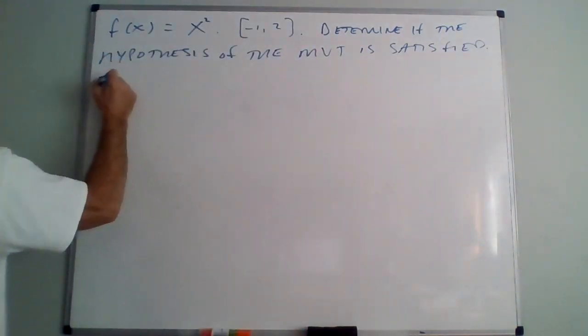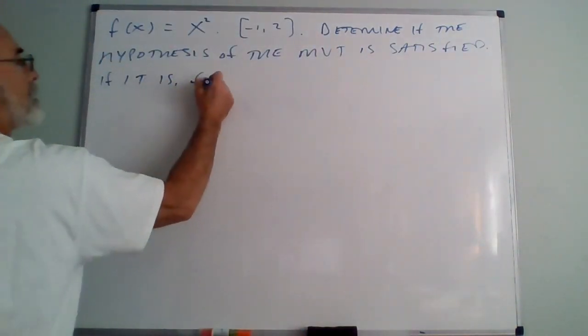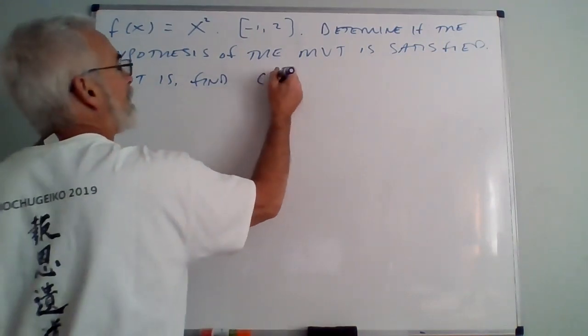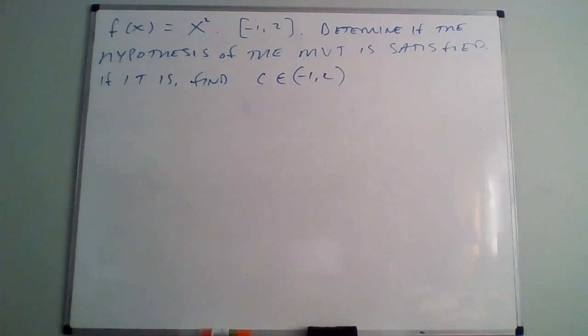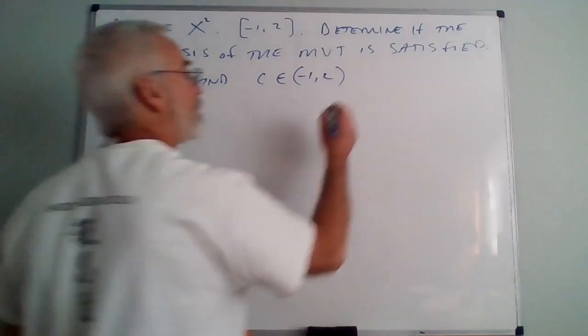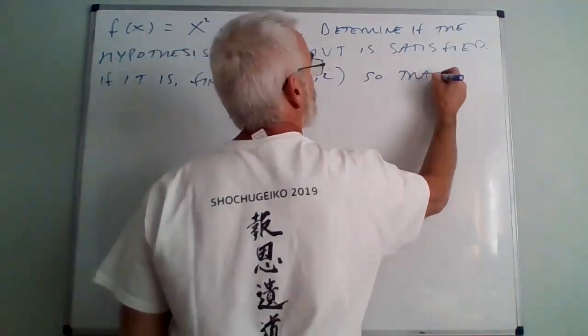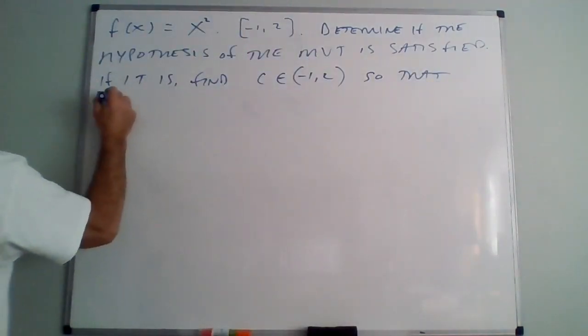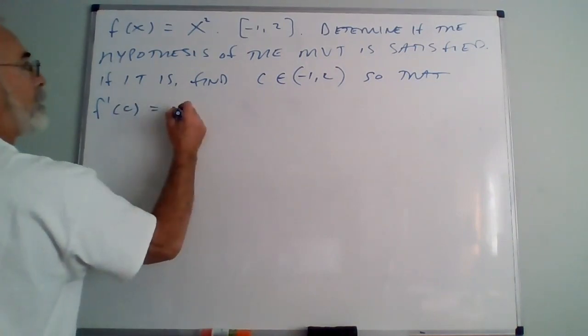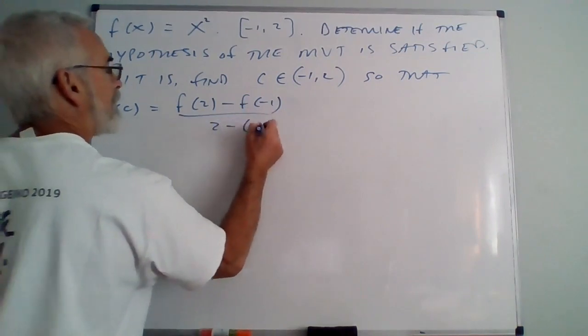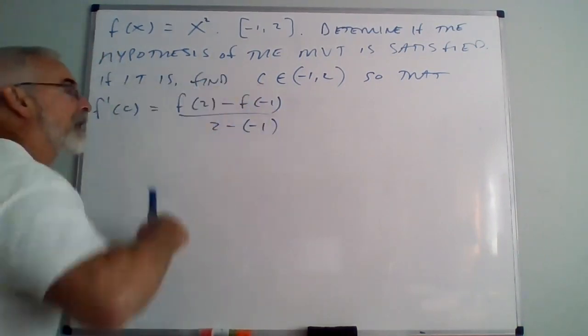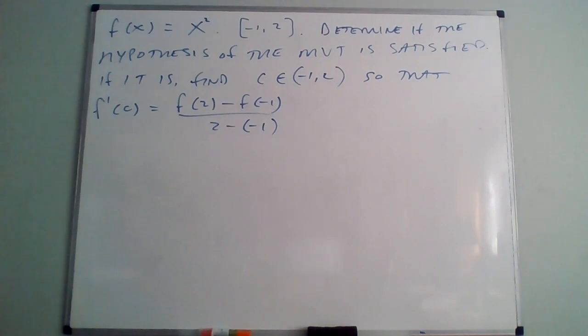Then, if it is, find c, an element of the open interval. So in other words, the c I'm finding is not the endpoint. It's not negative 1, it's not 2. It's a value between, so that f prime of c is equal to f of 2 minus f of negative 1 over 2 minus negative 1. That's the slope of the secant line. That's the slope of the tangent line. Okay? So let's do that.